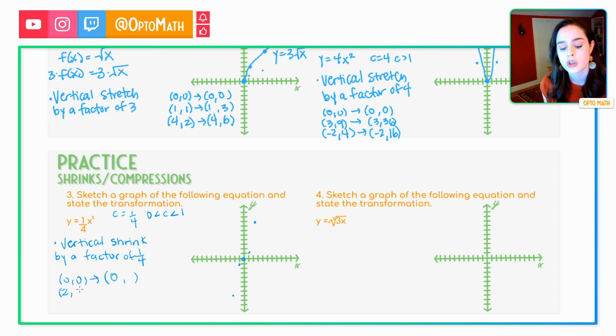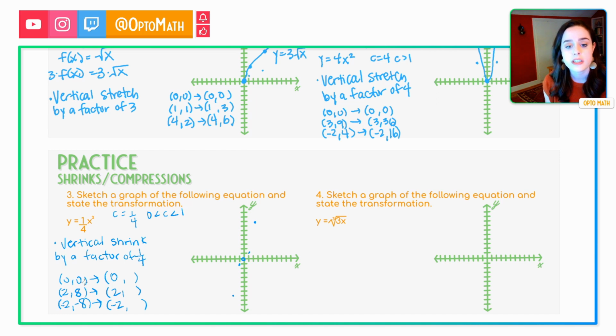Since we're going to shrink, it will be much easier to plot these points than to plot the 1, negative 1, or the 1, 1, because those will get so small that it'd be hard to see. So negative 2, negative 8, and again our x's will stay the same. So let's find our new y's.